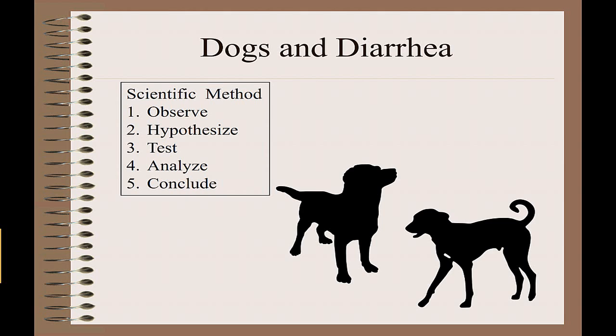So now I'm going to generate an experiment. If the food causes the dogs to have diarrhea, then if I change the food back to their old food, they shouldn't have diarrhea anymore. Makes sense. So how would I test that? Well, I'll keep one dog on the new diet, and I'll change the second dog back to the old diet. And then I'll simply observe and collect the results. No pun intended. I'll analyze those results and make a conclusion.